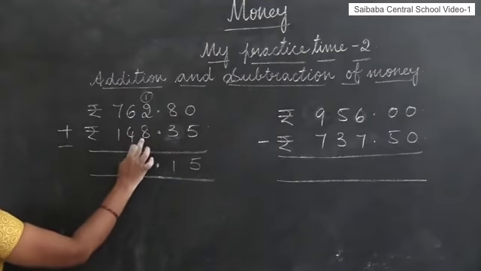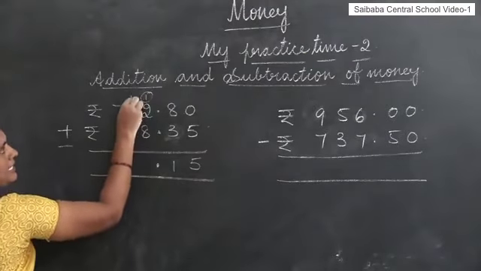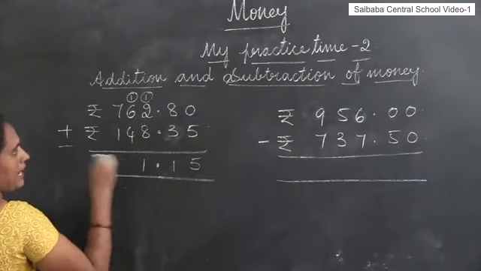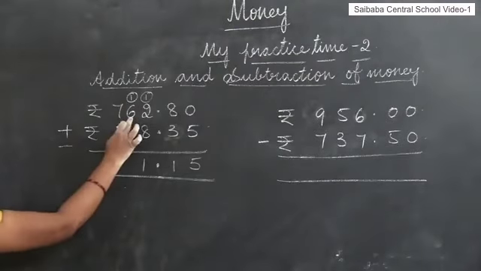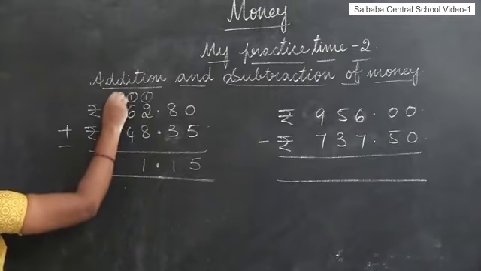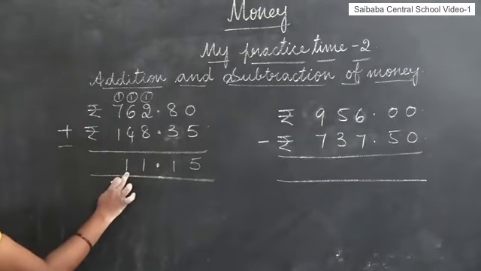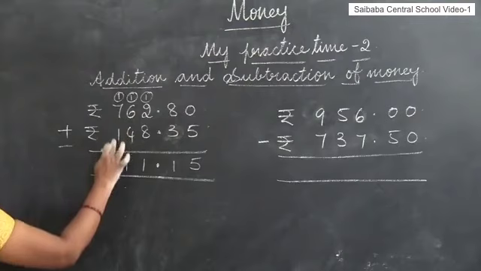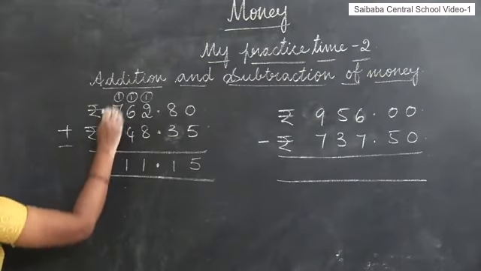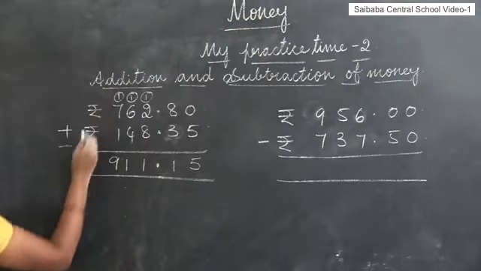Now add 2 plus 8, how much? 10. 10 plus 1, 11. Carry is there, write in the next place, 1 write in the same place. Now 6 plus 4, 10. Carry 1, 10 plus 1, 11. Carry write in the next place, 1 write in the same place. Now 7 plus 1, how much? 8 plus 1, 9. Completed. Here is no other place.